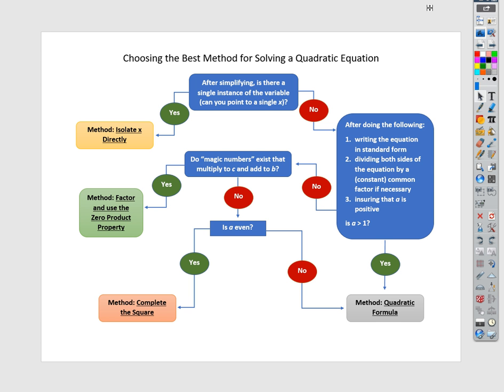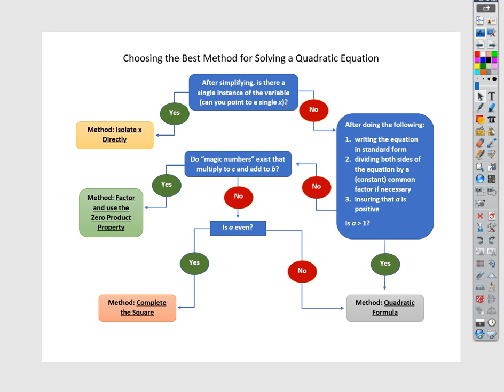In other words, in the language of the class that we've used so many times, can you point to a single x? It doesn't have to be an x. It could be a t or an a or whatever the variable is. Can you point to a single x after you have combined like terms and everything? What if you can't? What do you do?